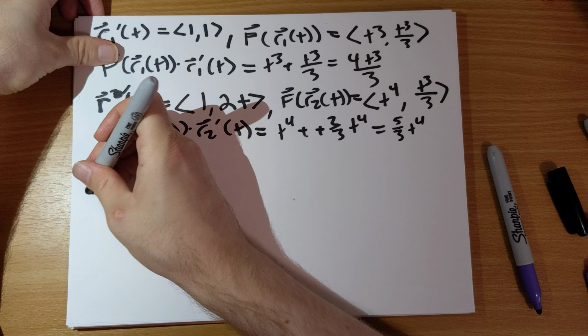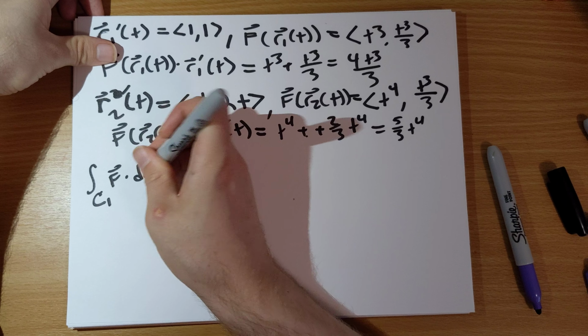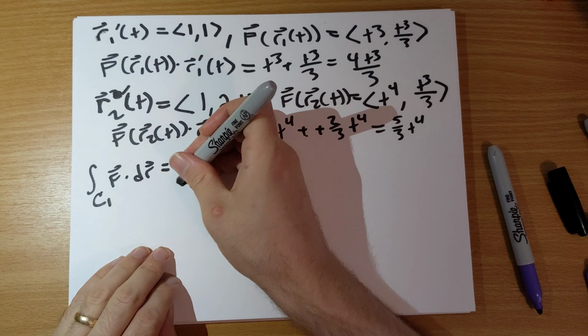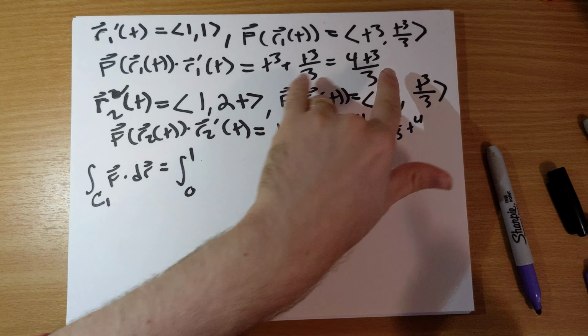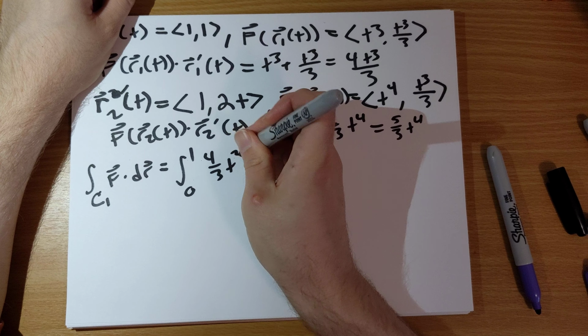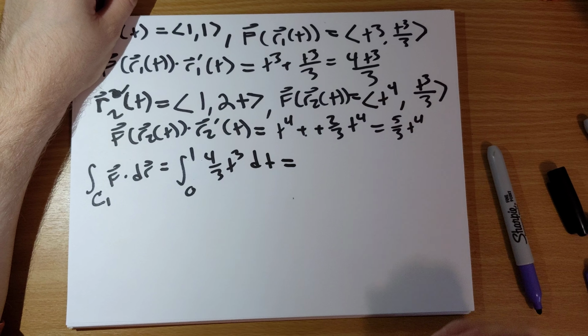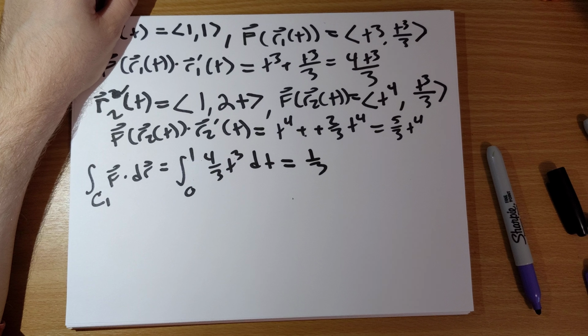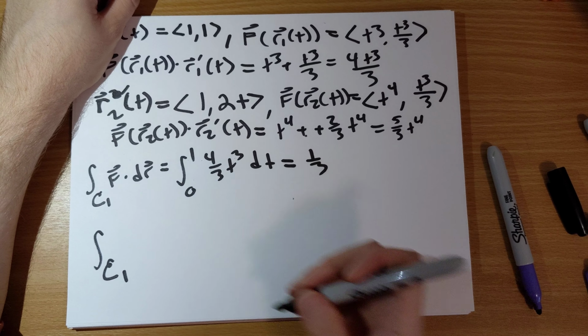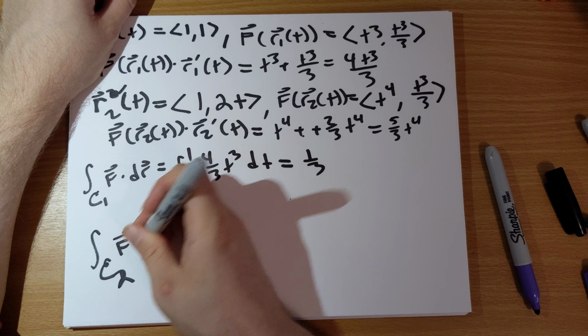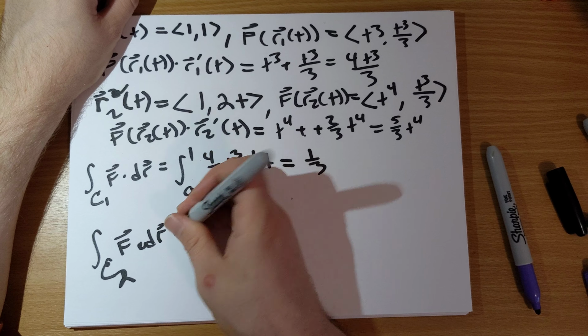Okay, so our integral over C1 of f dot dr is going to be the integral as t runs from 0 to 1 of 4/3 t cubed dt. And this is 1/3 if you crunch it out. The integral over C2 of f dot dr is going to equal the integral from 0 to 1 of 5/3 t to the 4th dt. And then you crunch this one out, you also get 1/3.